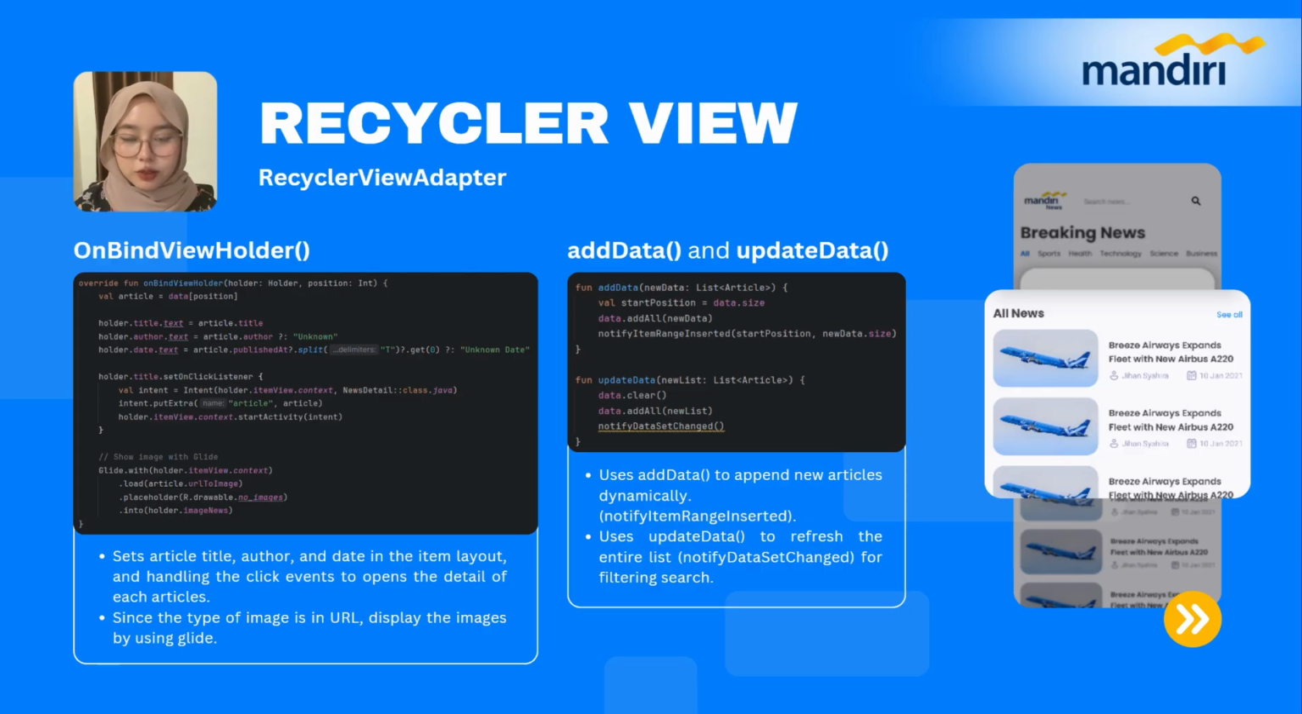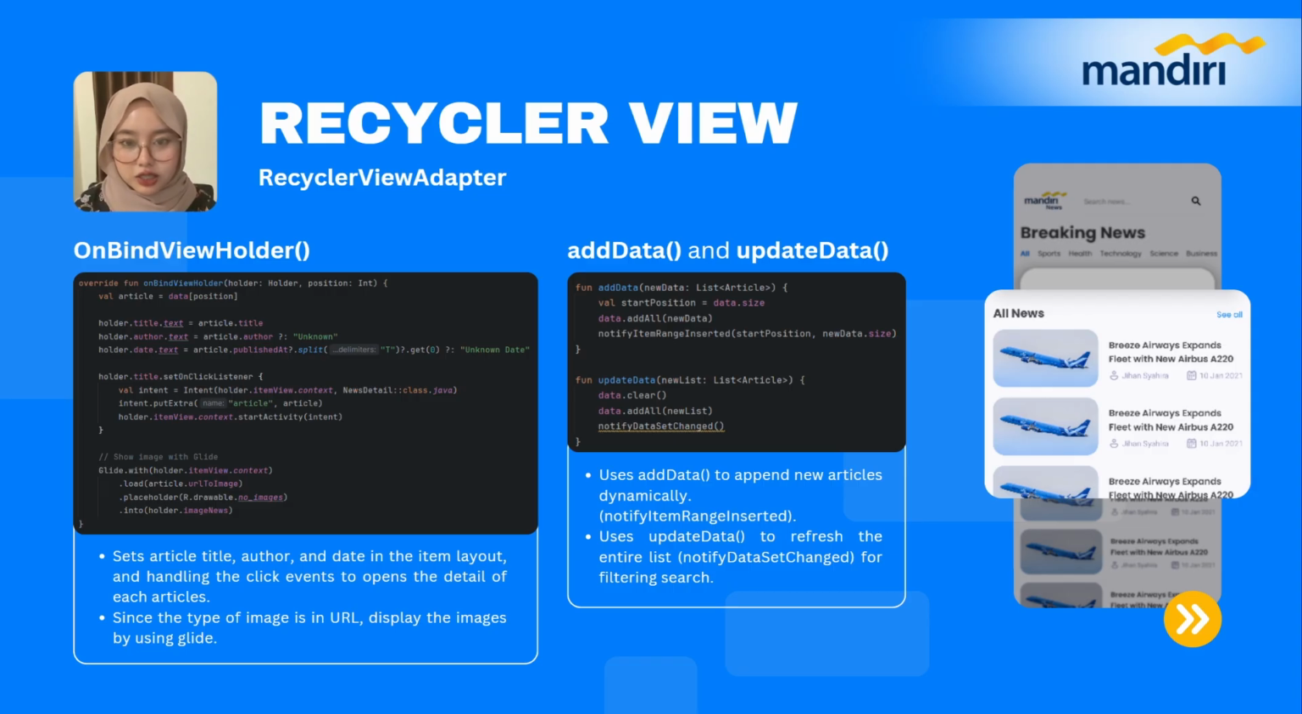So here, I will explain first about the recycler view. So in recycler view adapter, we have onBindViewHolder function, which contains set of article title, author, date in the item layout, and then we also have a handler for the click events to open the data of each article.